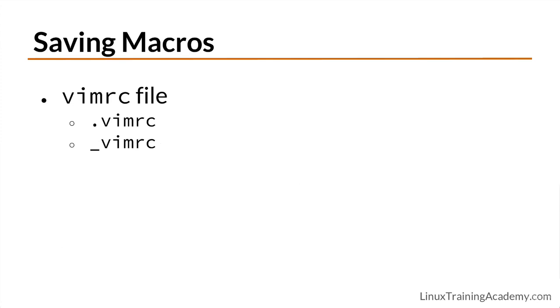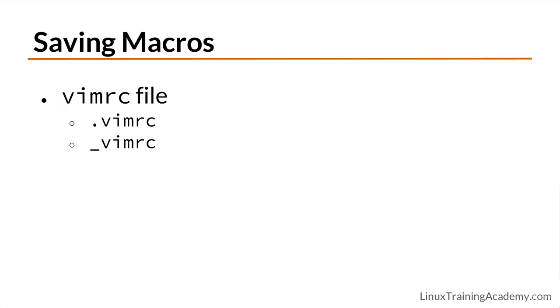However, there's a more reliable way to save your macros, and that's in your vimrc file. The vimrc file is covered in more detail elsewhere in this course, but briefly it's a file that contains initialization commands. On Unix-like systems, it's stored in your home directory as .vimrc, and on Windows systems, it's stored in your home directory as _vimrc. When you're editing your vimrc file, use the following syntax.